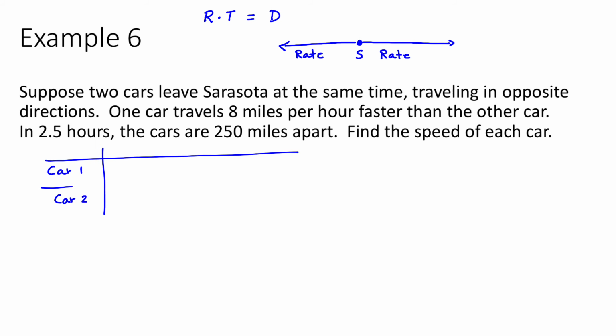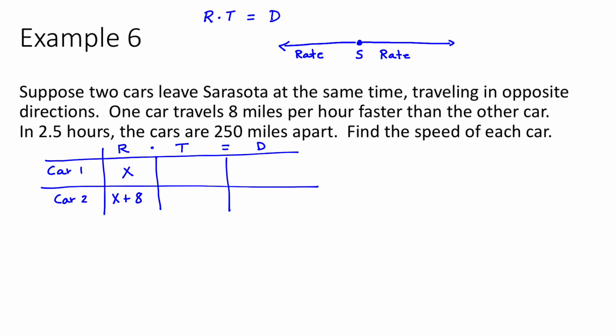I'm going to make a little table. I have the rate, and I know that rate times time is equal to distance, so I basically make my table out of that formula. One car is going 8 miles per hour faster than the other car. So one of the cars is going x miles per hour, and the other one is going 8 miles per hour faster, so that's x plus 8. It doesn't matter which car is which.